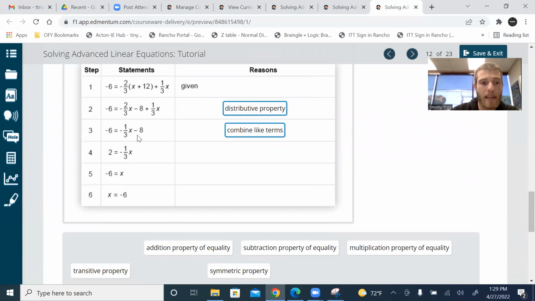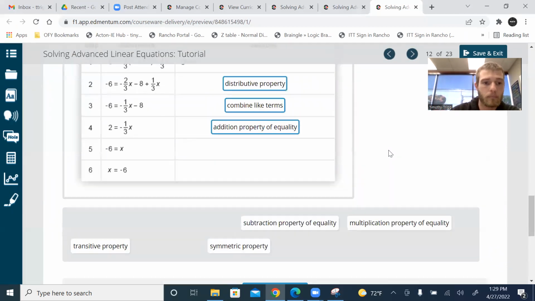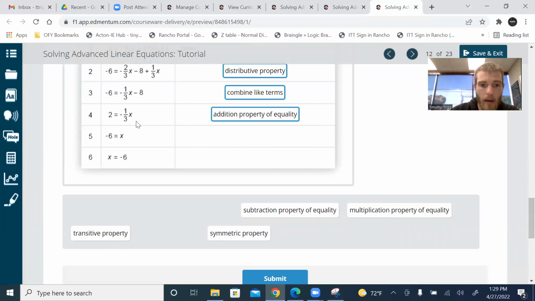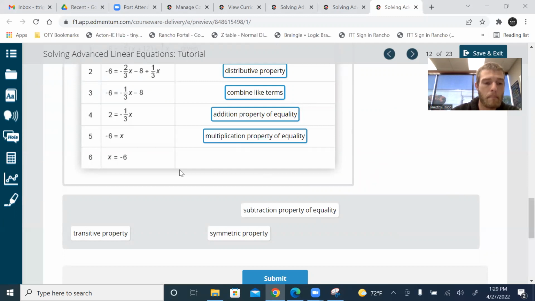Hopefully you see that the next step would be to add 8, so adding 8 to both sides of the equation. That's the additive property of equality. Here, it looks like they multiplied by negative 3 on both sides of the equation. That's the multiplication property of equality. Lastly, you see how this says negative 6 equals x? I would be fine, and most math people, I think, would be fine if you wrote your answer like that. But they have you switching it to x equals negative 6.